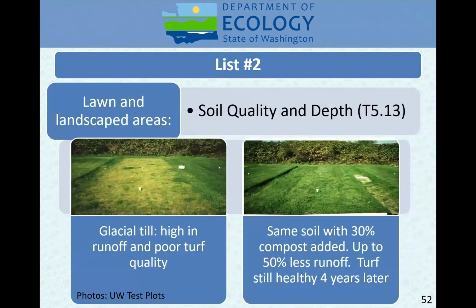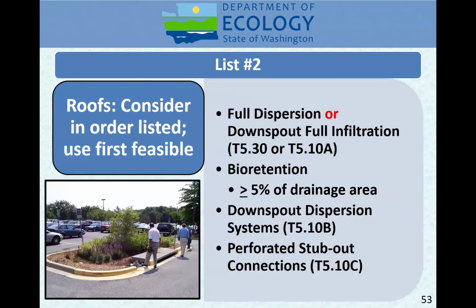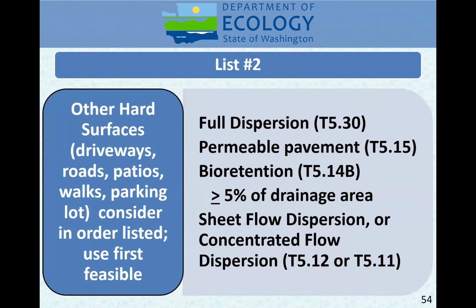So going through those list 2 steps, soil quality and depth hasn't changed, still the same thing. Roofs, we now still have full dispersion, but we don't have rain gardens listed in roofs, still have the greater than 5%. And other hard surfaces, we have full dispersion first, permeable pavement next, bioretention next, and the sheet flow and concentrated flow dispersions are still there last. The list still reads very similar.